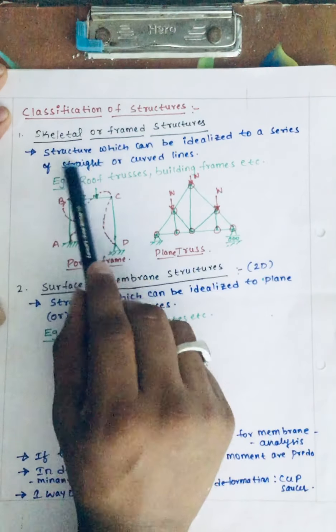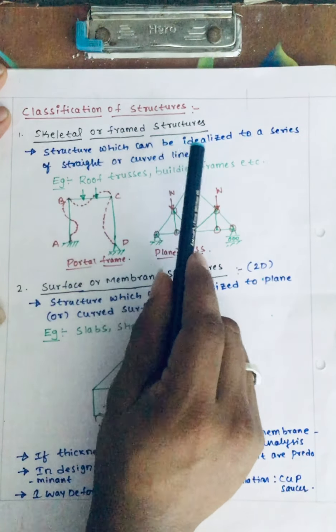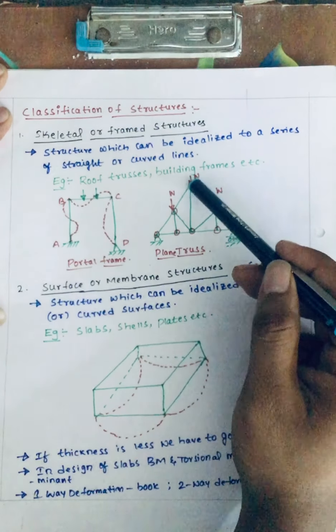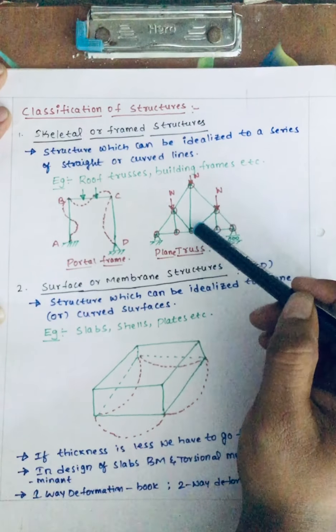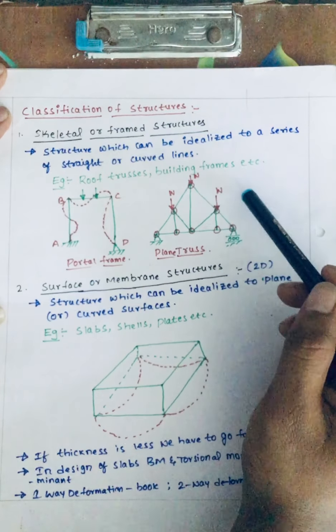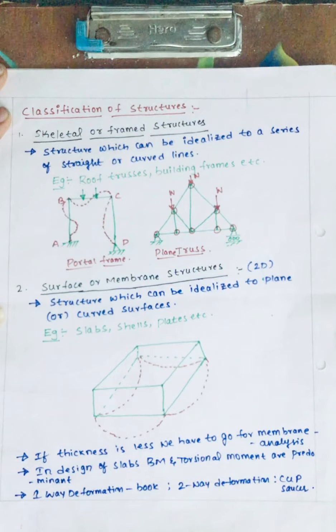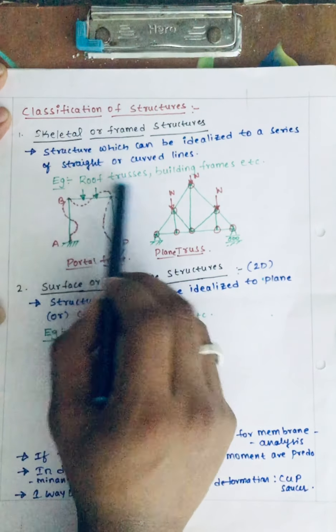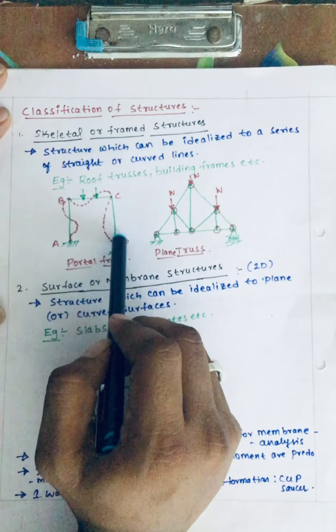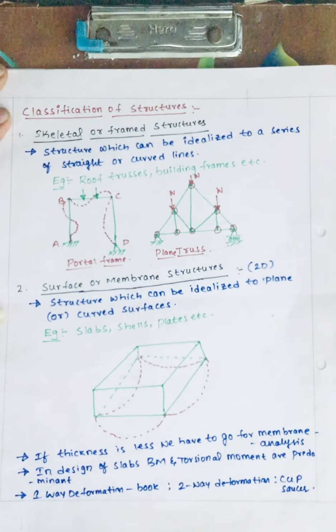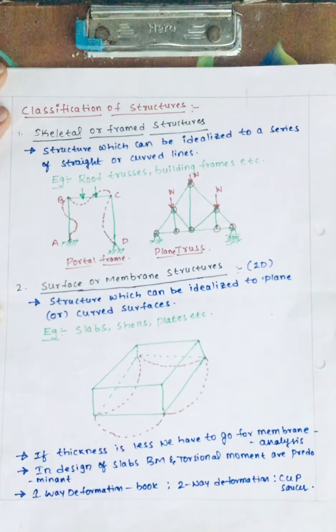Now if you see, it is a structure which can be idealized to a series of straight or curved lines. These are the straight lines, and these are the inclined lines, and sometimes we will have curved beams. Those are known as skeletal or framed structures. Examples are roof trusses and building frames. So this is the building frame, this is a roof truss. You can consider it as a plane truss. So this is one of the classifications of structures.